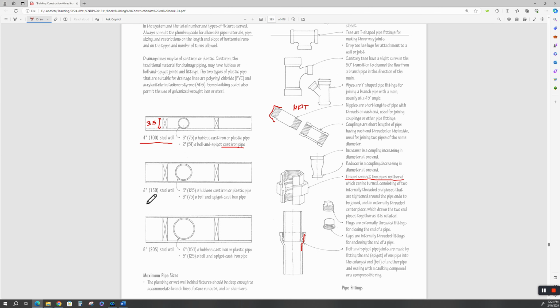All right. For a 6-inch stud wall, you can put a 5-inch pipe if it's hubless or plastic pipe, or a 3-inch bell and spigot. And for an 8-inch stud wall, you can put a 6-inch hubless or plastic pipe or a 5-inch bell and spigot.